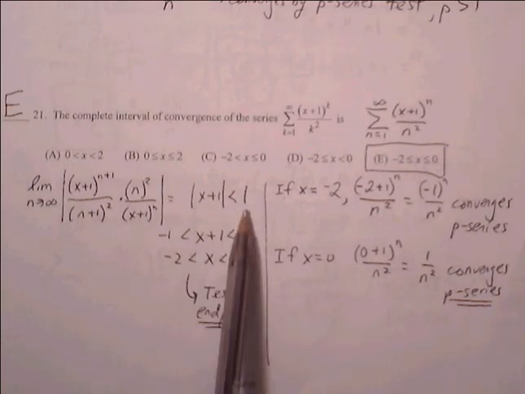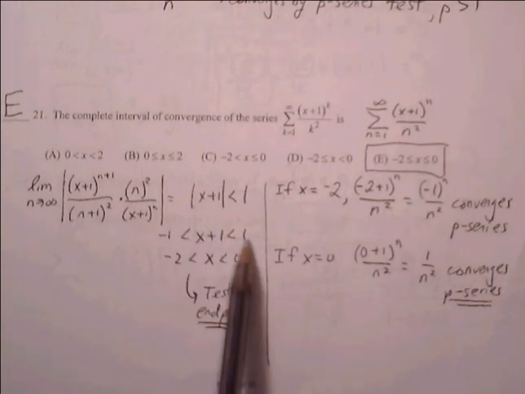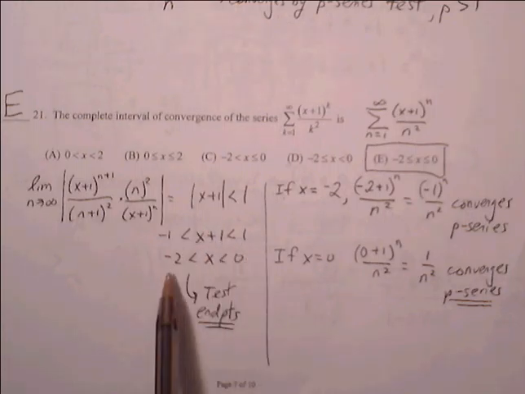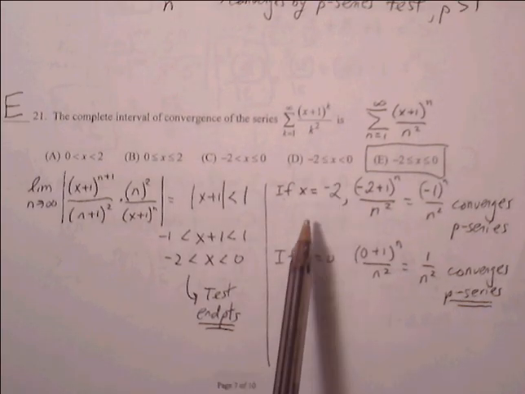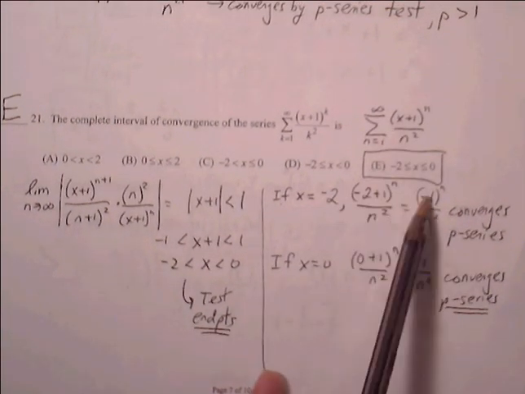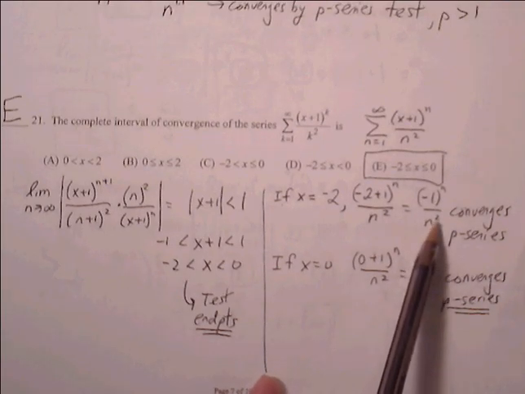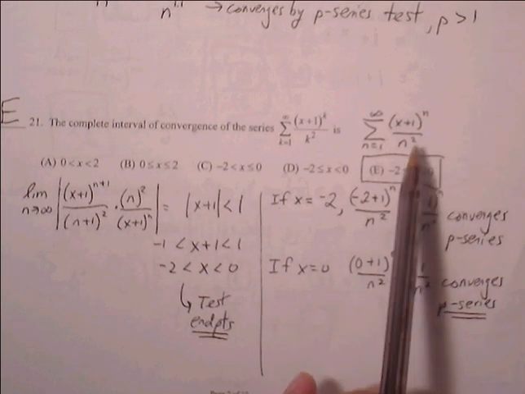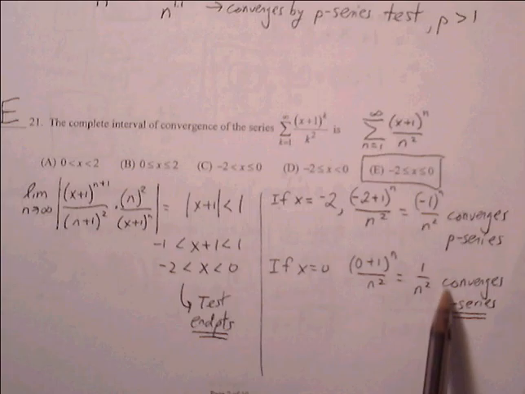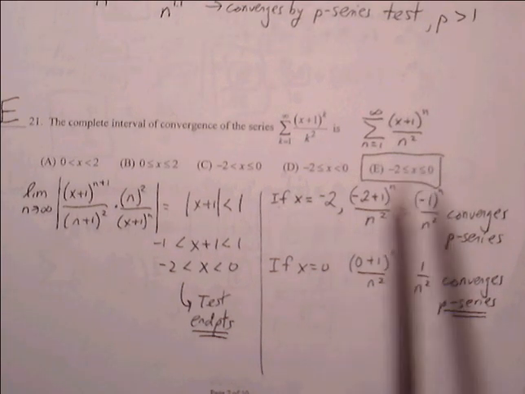So here is our radius, here's our center. In other words, x plus 1 is between negative 1 and 1, and we subtract 1 from both sides. We know the endpoints are at negative 2 and 0, so we have to test the endpoints. Plug negative 2 into the series here. So negative 2 plus 1 is negative 1, to the n over n squared. This will converge by p-series, since the p-value is greater than 1. If we plug 0 in for x, we get 1 to the n over n squared. This also will converge by p-series. So we know that the endpoints will converge, so answer choice E.